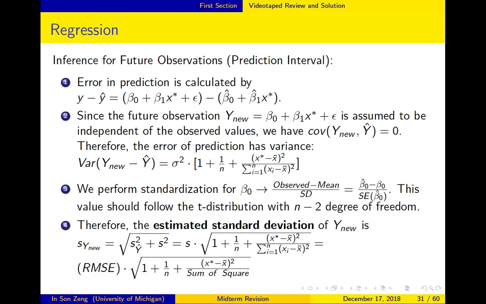To perform our hypothesis test, we also need the estimated standard deviation of y new, which is s of y new, equal to the square root of s of y hat squared plus s squared, which equals s times the square root of 1 plus 1 over n plus x star minus x bar squared over the summation of i equals 1 to n of xi minus x bar squared, which is the RMSE times the square root of 1 plus 1 over n plus the new value x star minus the mean value x bar squared over the sum of squares.